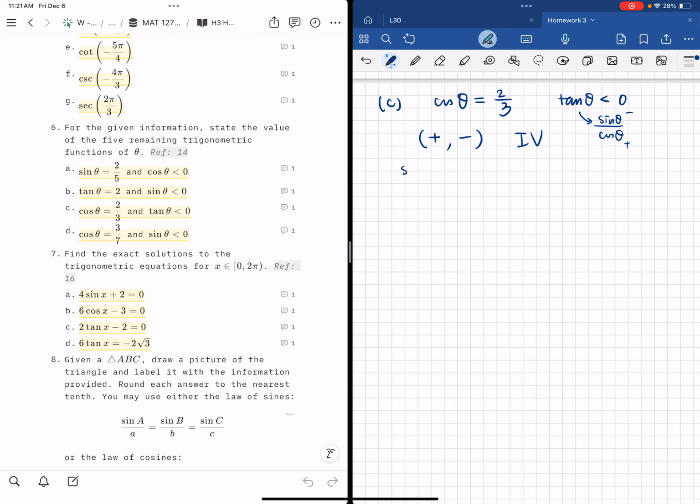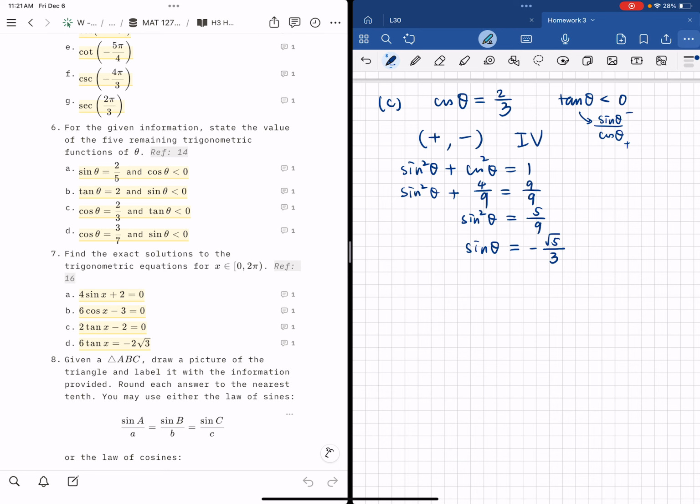Now I'm going to set up the Pythagorean identity to find sine. So plug in sine squared plus cosine squared, that will be 4 over 9 equals 1. And I subtract 4 over 9 from both sides. I'm going to rewrite 1 as 9 over 9. If you subtract both sides by 4 over 9, we get 5 over 9. And then I take a square root. We know that sine is negative, so it's going to be negative radical 5 over radical 9, which is 3.